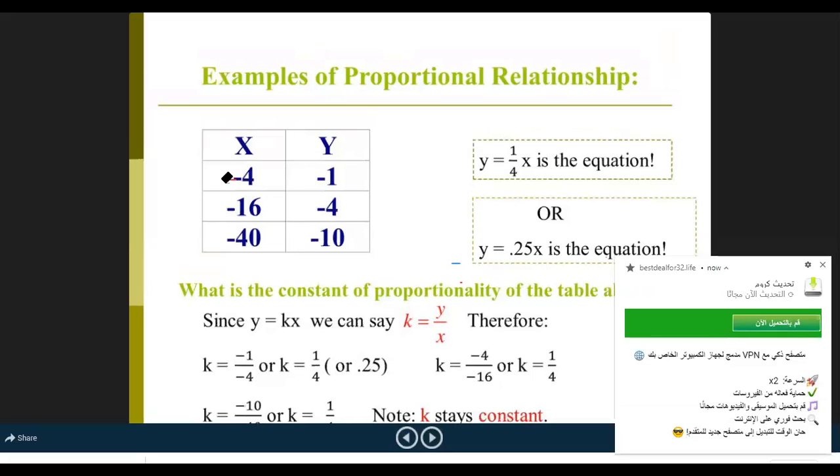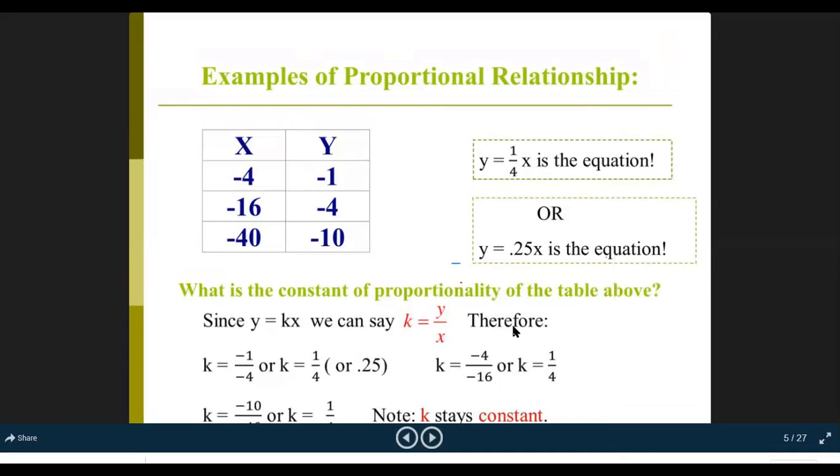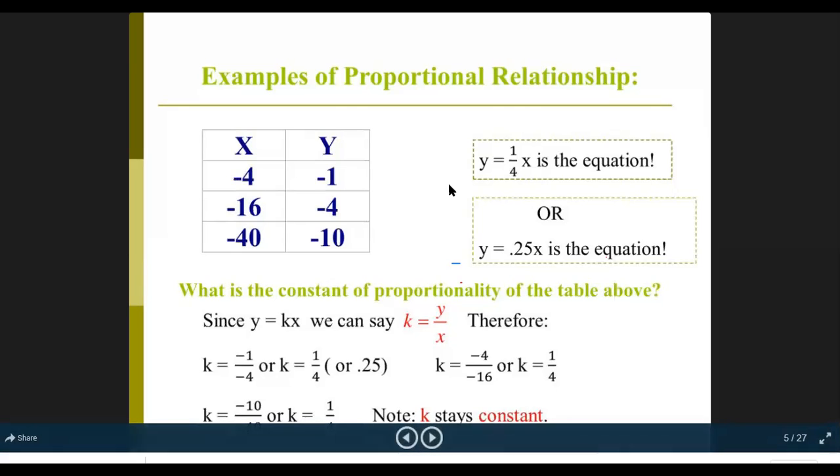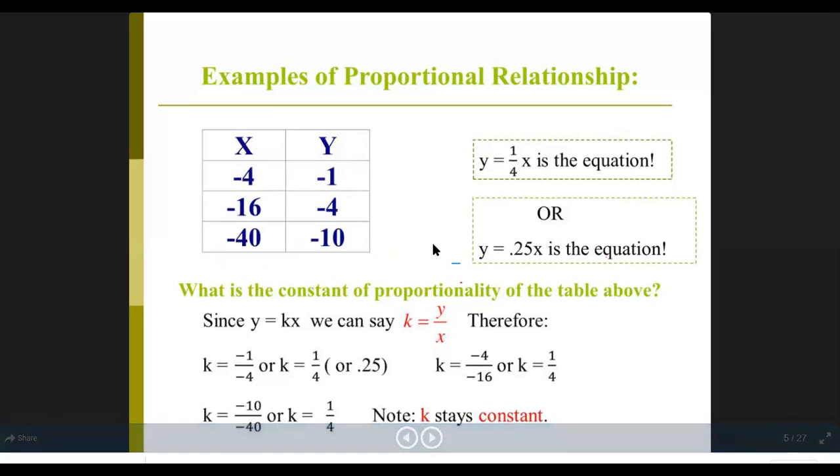The first point, you have to search for what? Direct variation. How are you going to decide whether it is direct variation or not? If both variables are increasing together or decreasing together. Could you please help me answer this question? -4, -16, -40. Are the variables increasing or decreasing? Decreasing. And what about -1, -4, -10? Decreasing. So both variables are decreasing together, which means it is a direct variation.